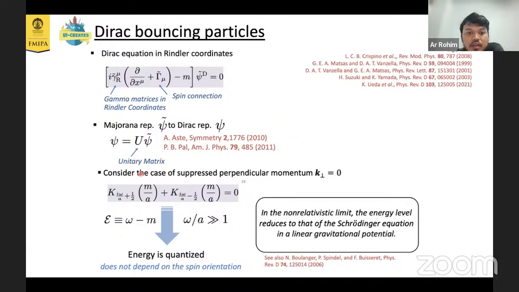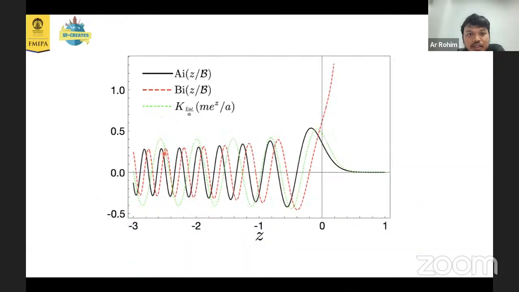The solution is given by modified Bessel functions. K here is a modified Bessel function, and this figure compares the modified Bessel function K to the Airy functions Ai and Bi. The black solid line is Airy Ai, the dashed red is Bi, and the dashed green is the modified Bessel function. You can see that the general features of the modified Bessel function look similar to the Airy function Ai. It goes to 0 as z grows.